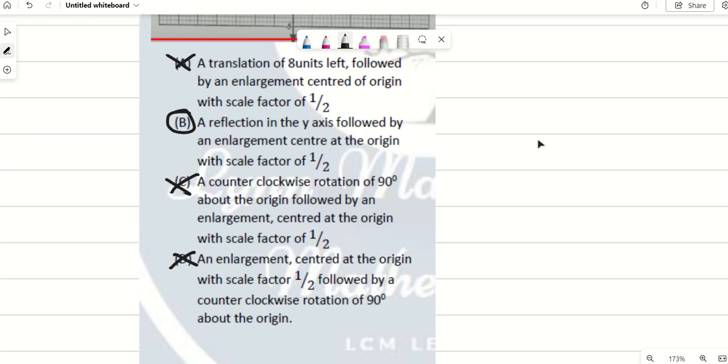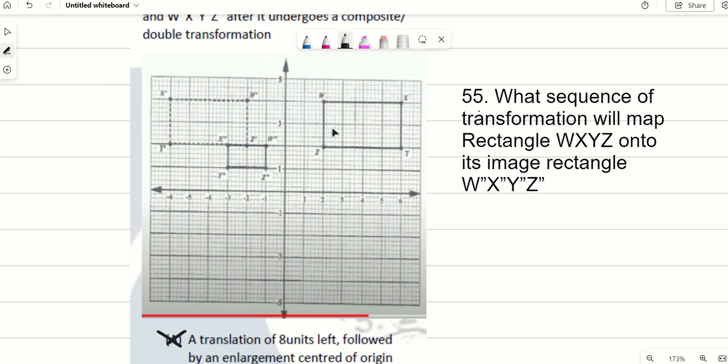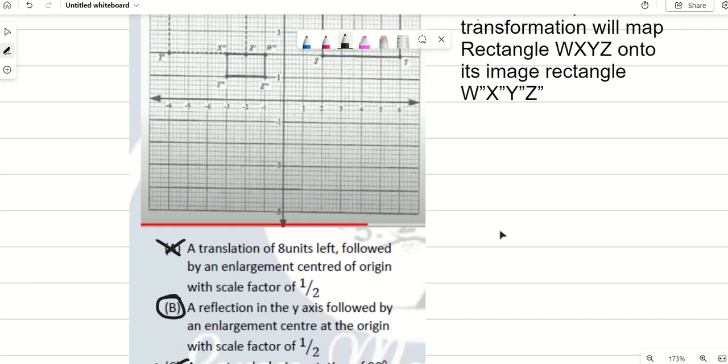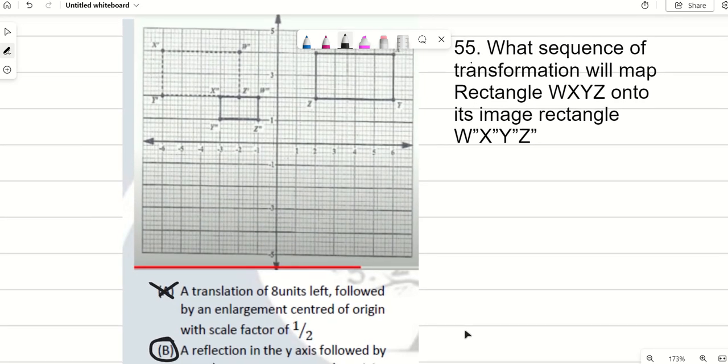You don't need to find the scale factor or anything. All of the scale factors were the same. All you need to do is look at the orientation. That's the word I was looking for. The orientation of X, Y, and Z, they are opposite each other. It becomes W, X, Y, and Z. So it is backwards, so we know that would be a reflection on the Y axis.